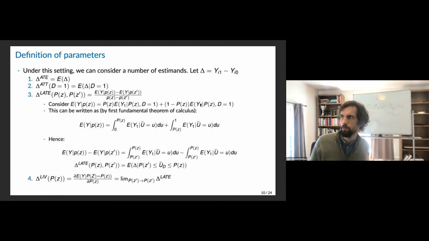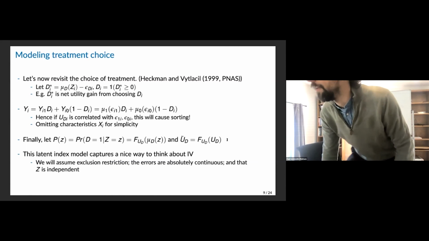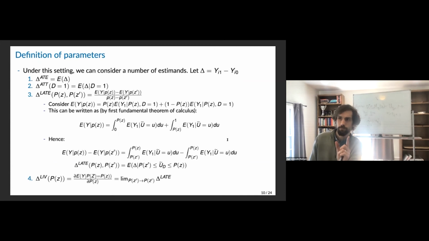And then the point is that you can write that as, the first fundamental theorem of calculus says, well, those are just integrals, right? So, from 0 to PZ of this for U tilde equals U. Remember that this is just an integral. Remember the U tilde is the probability of being treated at a given point. So given a conditional value of Z, this is basically the probability of being treated at any given point.